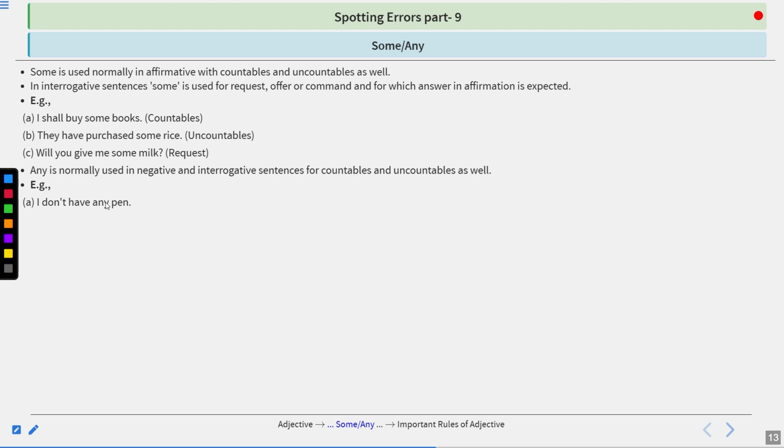I don't have any pen. So pen here is a countable noun, which is a tangible thing. Have you any novel?